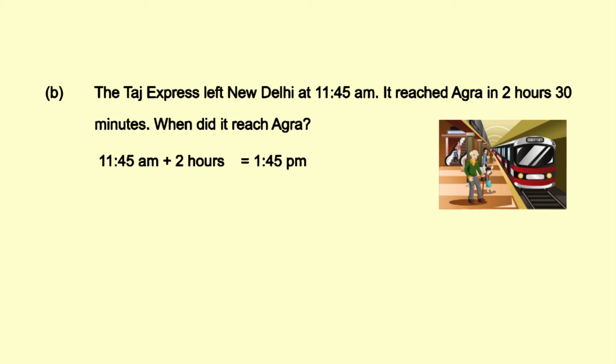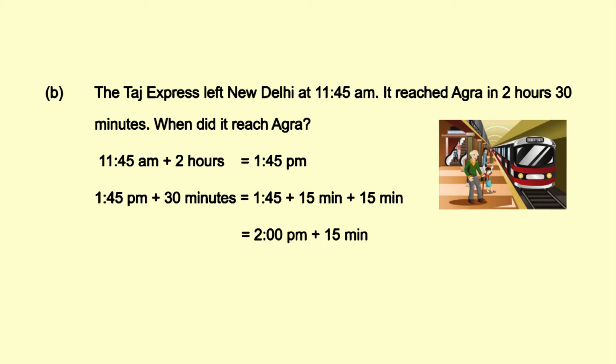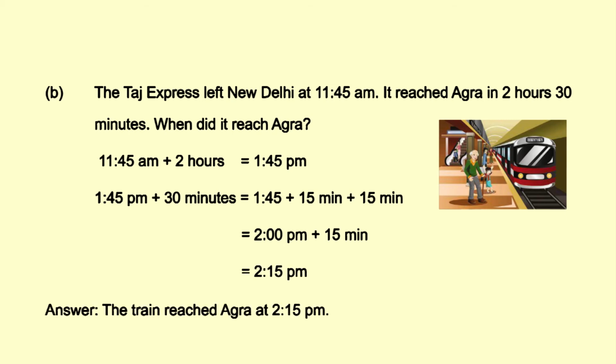11:45 a.m. plus 2 hours is equal to 1:45 p.m. 1:45 p.m. plus 30 minutes is equal to 1:45 plus 15 minutes plus 15 minutes is equal to 2 p.m. plus 15 minutes is equal to 2:15 p.m. Answer: the train reached Agra at 2:15 p.m.